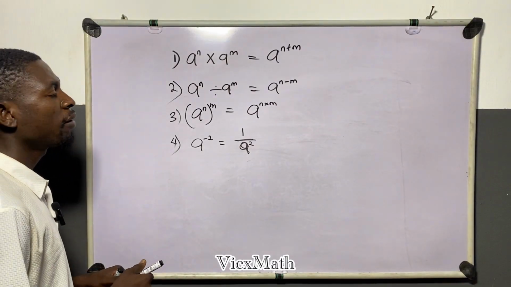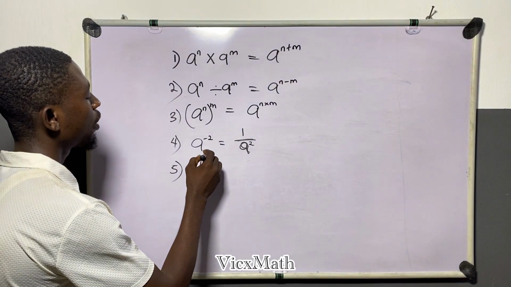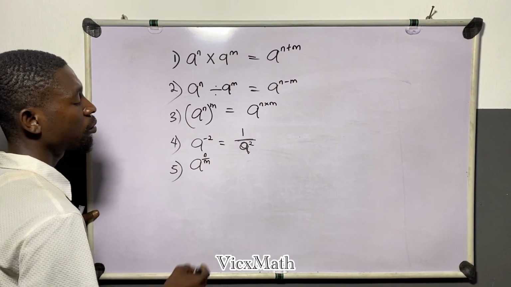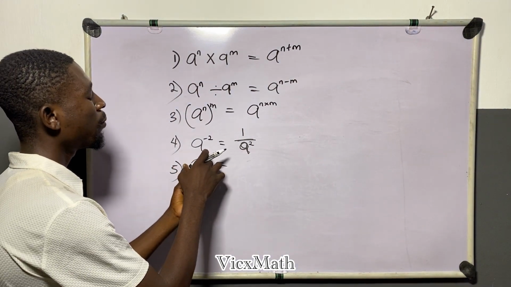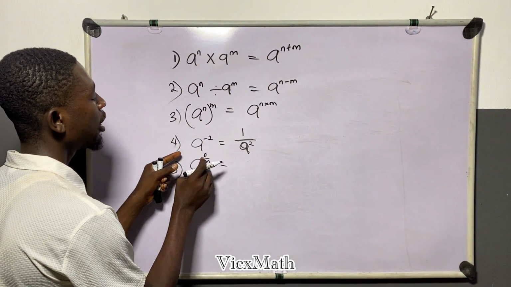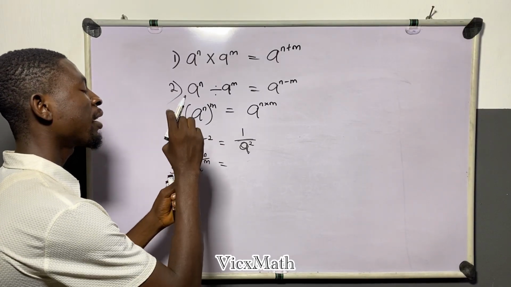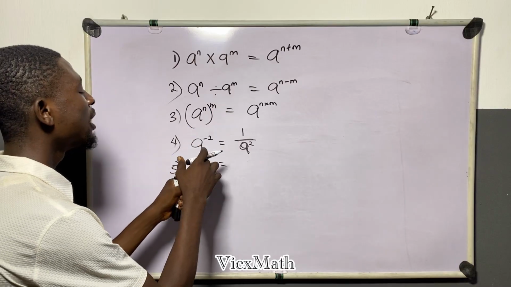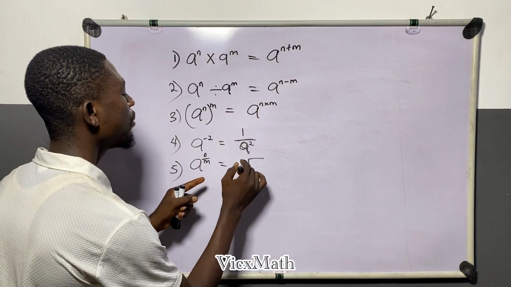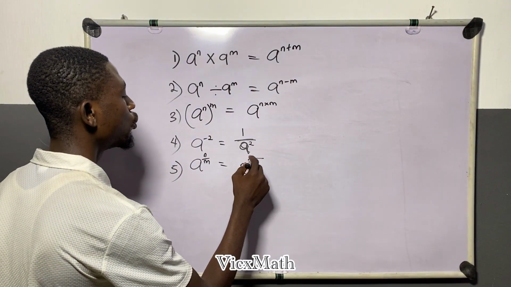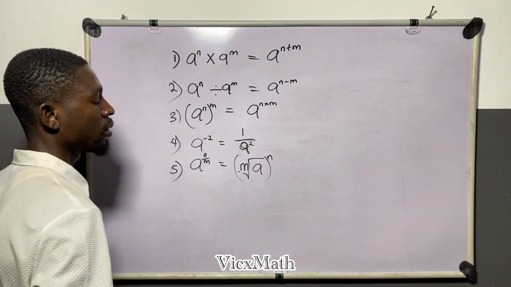The fifth one will be having, let's say, a raised to the power n all over m. This will be very simple. What you do is, this is a variable. It can be a number raised to a fractional power. In that fraction, the fraction is made up of the numerator and the denominator. The denominator becomes the root of that. So this is the m-th root of a, all raised to the power n. You understand?